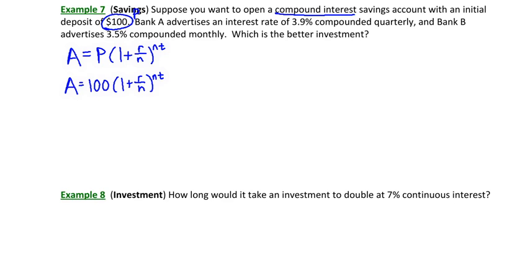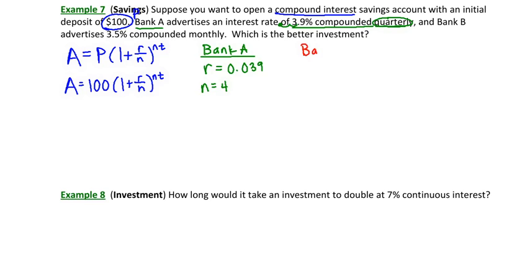We have Bank A advertising a rate at 3.9% compounded quarterly. So at Bank A, we have 3.9%. Remember, when we type that in for our rate, we're going to do so in decimal form. So we're going to move the decimal 2 places to the left. So we'd use 0.039 for the rate. And we're looking at quarterly compounding. This means N is going to be 4 times per year.